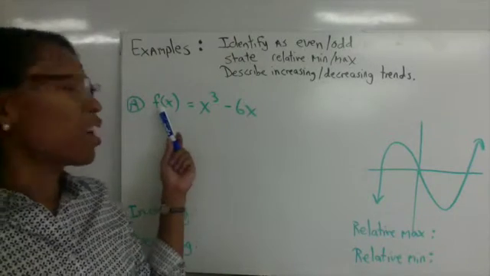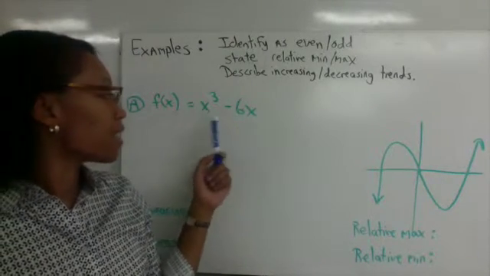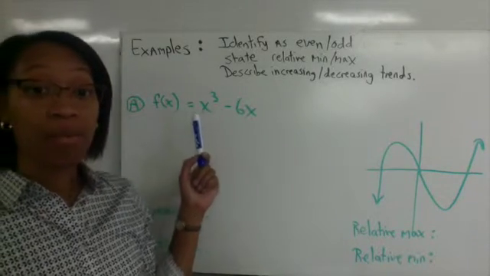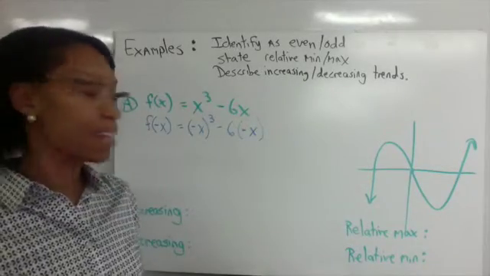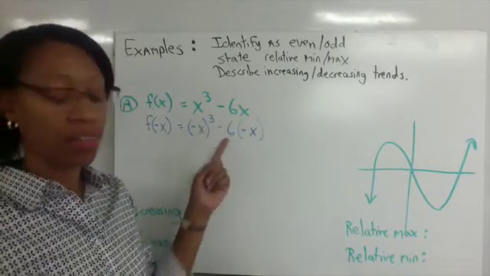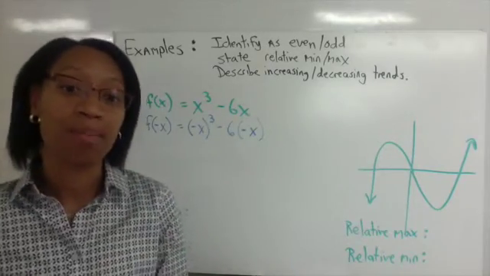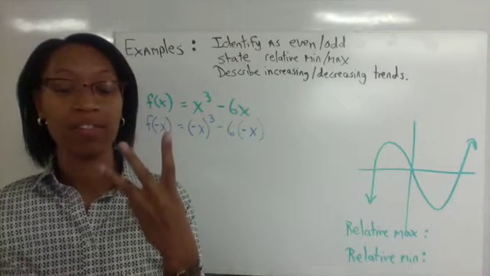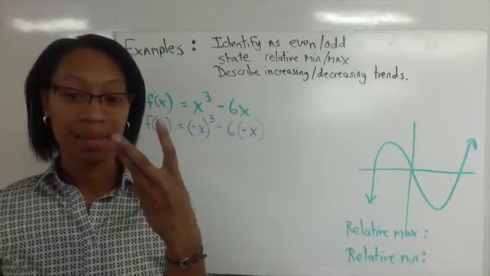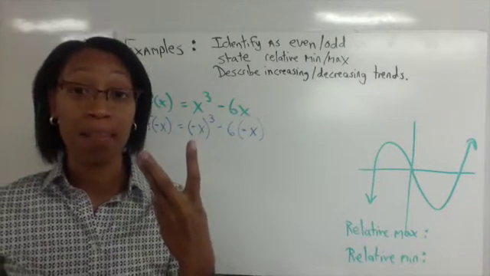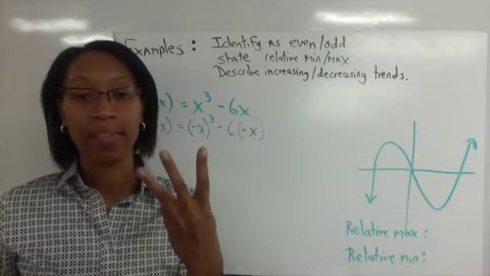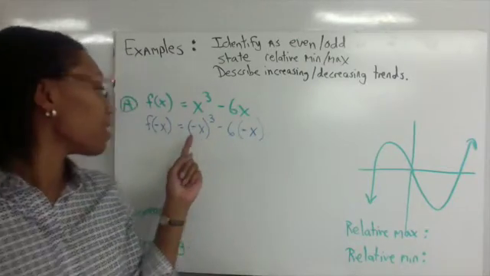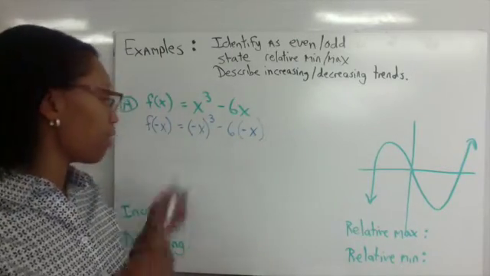So for this first function, x cubed minus 6x, let's start off by taking this and replacing x with negative x. Okay, so what is negative x cubed? Negative x cubed means negative x times negative x times negative x. So I'm going to have 3 x's and also 3 negatives multiplied together. Well, I know that negative times negative, 2 negatives together, make a positive. So when I multiply 3 negatives together, 2 of them make a positive, and I have 1 negative left over. So negative x cubed is negative x cubed.